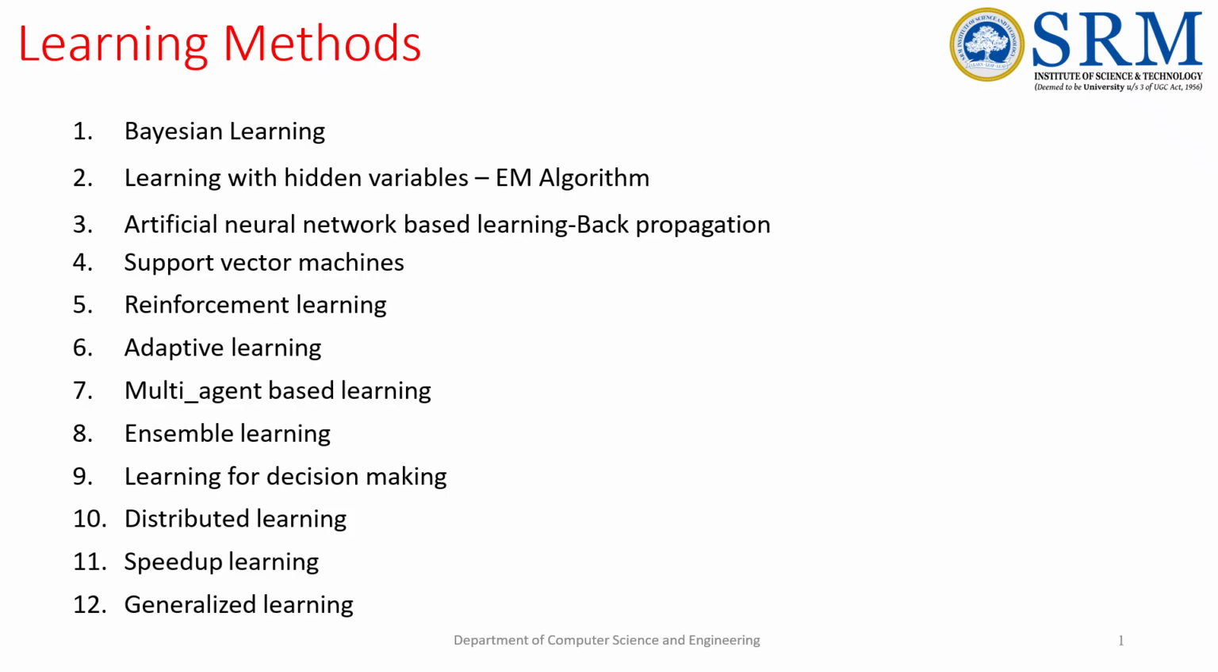One is Bayesian learning, learning with hidden variables, EM algorithm, artificial neural network based learning with back propagation, support vector machines, reinforcement learning, adaptive learning, multi-agent based learning, ensemble learning, learning for decision making, distributed learning, speed up learning and generalized learning. So this is about the learning methods. Now we'll see one by one. First we'll be seeing about Bayesian learning.